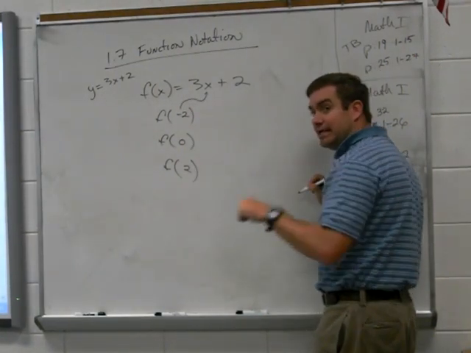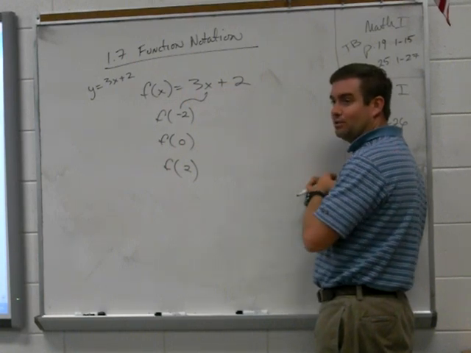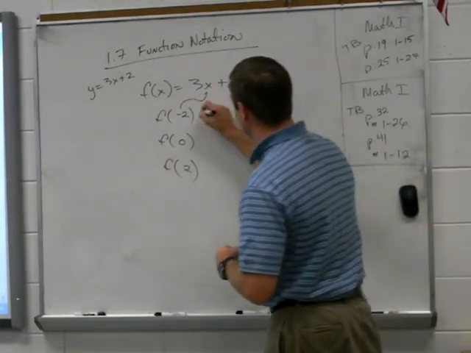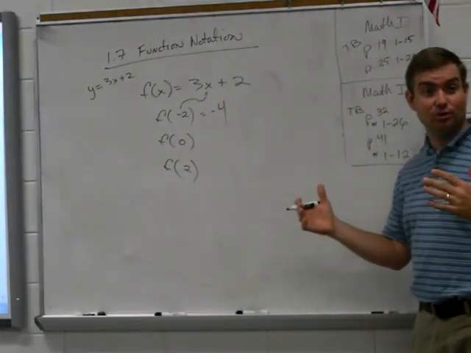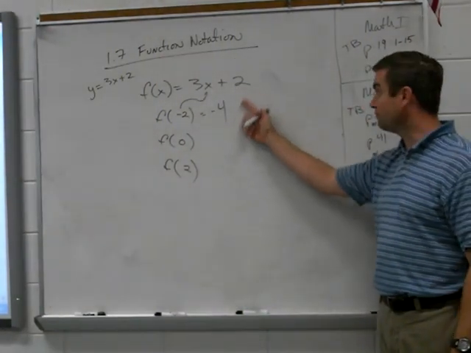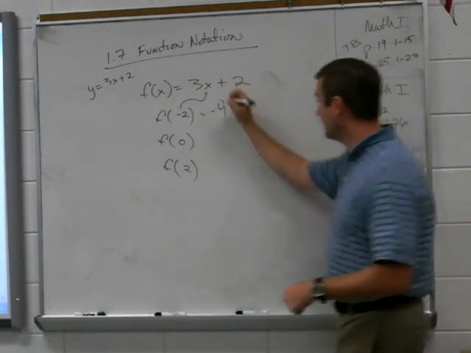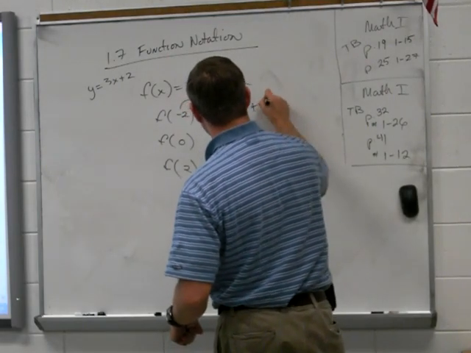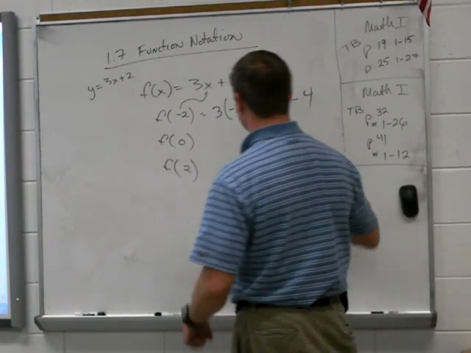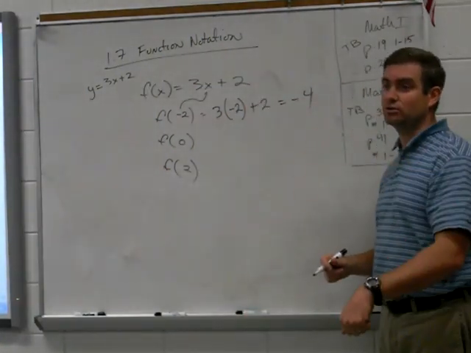I put it in there, I turn the crank, meaning 3 times negative 2 plus 2. And what do I get? Do that in your head. You get negative 6 plus 2, which is negative 4. Don't forget about the plus 2. We turn the whole crank. I'll write it like this: 3 times negative 2 plus 2, which equals negative 4. I'm taking that negative 2 and I'm plugging it into the function.